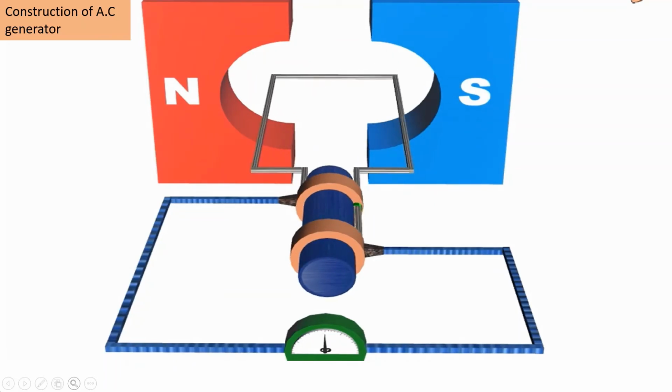It consists of a rectangular coil ABCD, which needs to be rotated in a magnetic field. So we have a permanent magnet. And for rotation of the coil, it needs to be connected to two separate conducting rings, R1 and R2. And these two rings are connected to an axle.